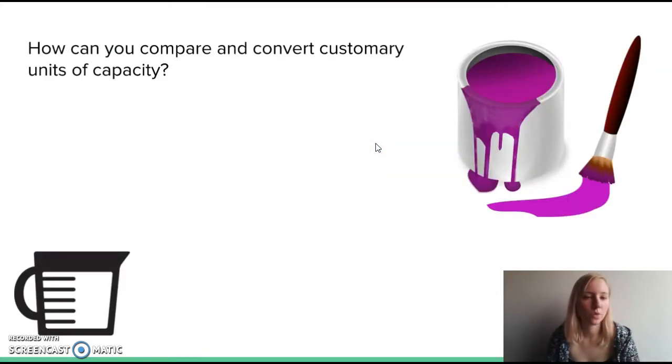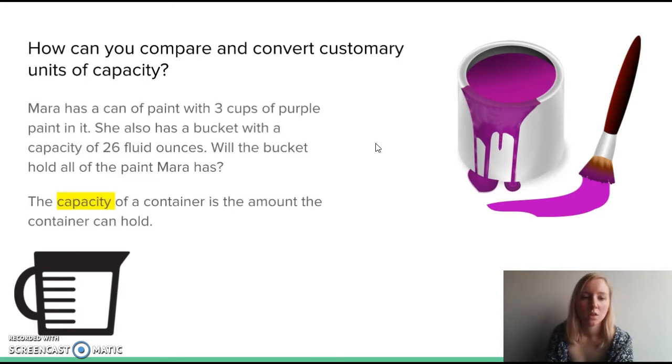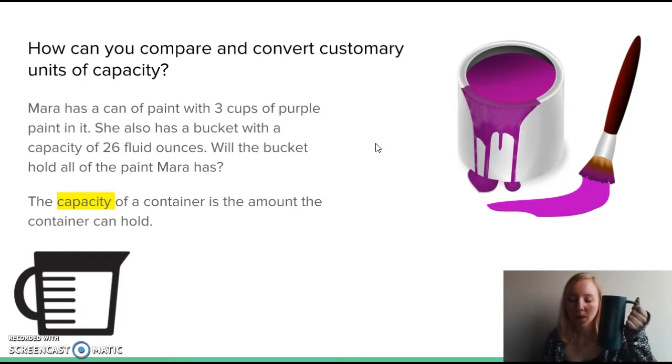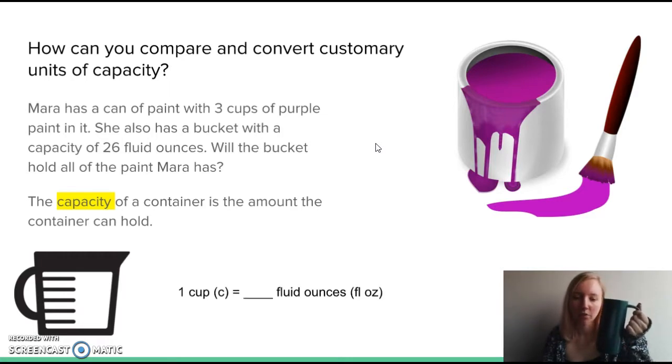Now, how can you compare and convert customary units of capacity? Mara has a can of paint with 3 cups of purple paint in it. She also has a bucket with a capacity of 26 fluid ounces. Will the bucket hold all of the paint that Mara has? The capacity of a container is the amount the container can hold. So right here I have my cup, and in 1 cup I can fit 8 fluid ounces.